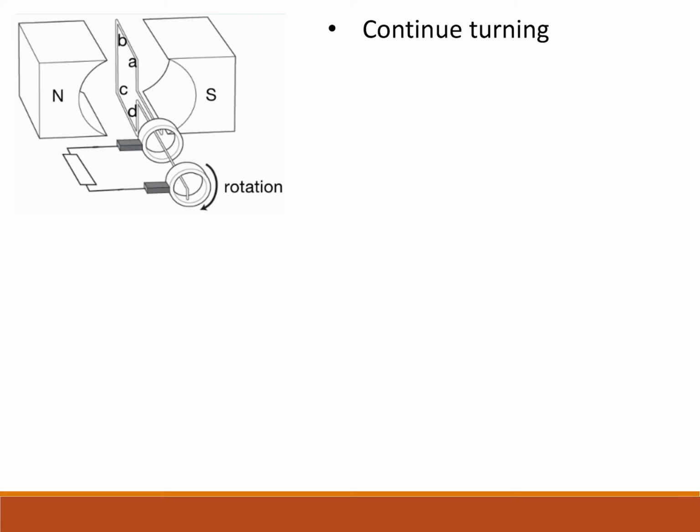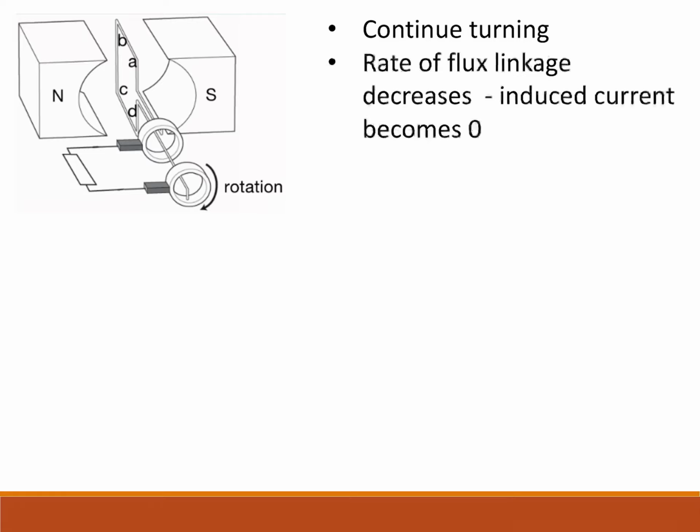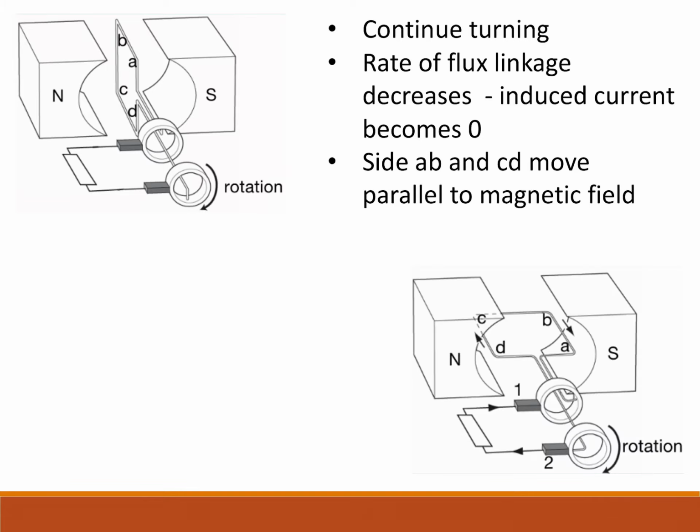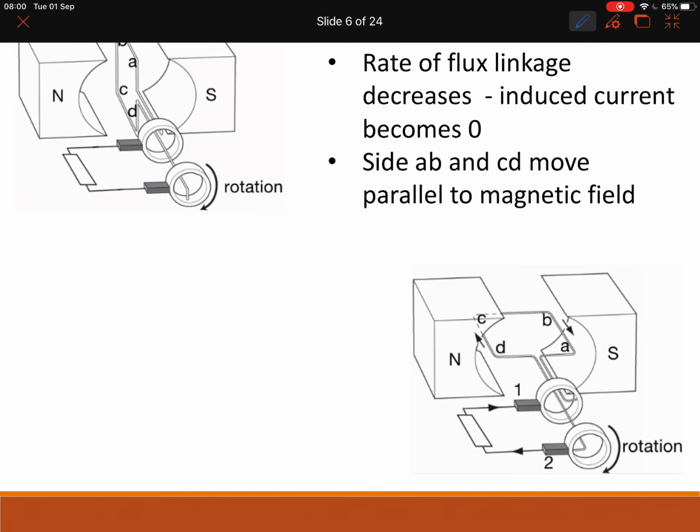So it continues turning and it's going to keep turning because we're turning it. Okay, now we have no current, so sides A, B, C, D move parallel to the field. It's very small, but it's enough for there to be no current. Then it turns over. What I now need you to see here is this. A is still connected to number 1. D is still connected to 2.